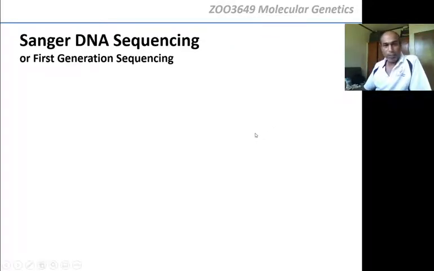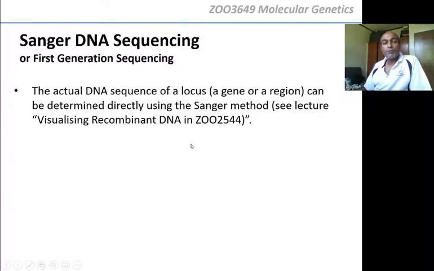The first generation of DNA sequencing, as we learned in 2544, included two kinds of methods. You remember, the first method was the Maxam-Gilbert based destruction method, and the second method of DNA sequencing, figured out only a few years after the Maxam-Gilbert method, was Sanger's method, okay, and that's the chain termination method. So if you want more details about either of these methods, including the Sanger method, please go to your ZOO2544 course guide, look at the lecture about visualizing recombinant DNA. And there you will get all the details about the Sanger method.